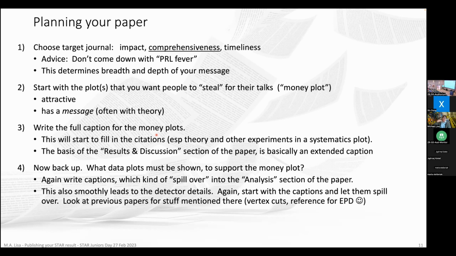Once you start doing this, that will mean that you're starting to talk about detector details, because this plot was made with a Vz distribution equal to that and the EPD and so forth. And then you're going to be filling in section 2 of your paper based on this spillover from the captions. For this, of course, a lot of what you do is look at previous STAR papers so you can get the references for how to cite the EPD or whatever else.